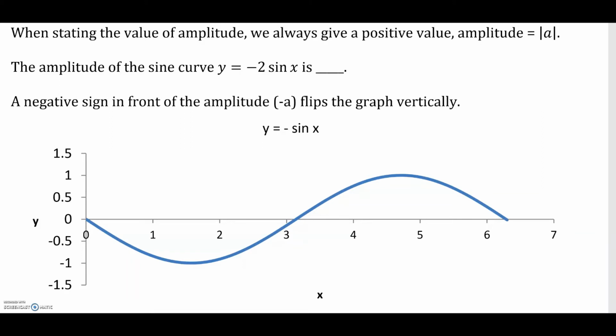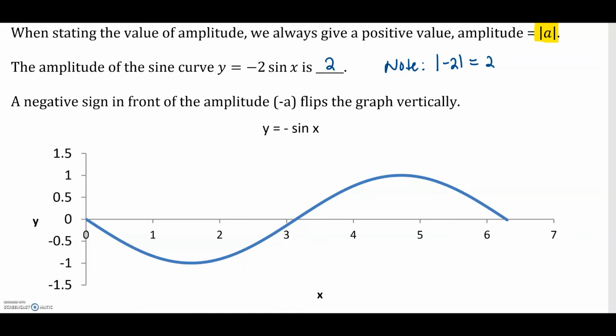Therefore, the amplitude is represented by the absolute value of a. Remember, whatever a is, what the absolute value function will do is make that value positive. For example, with the sine curve y equals negative 2 sine x, our amplitude is positive 2. Note, because the absolute value of a negative value is positive.